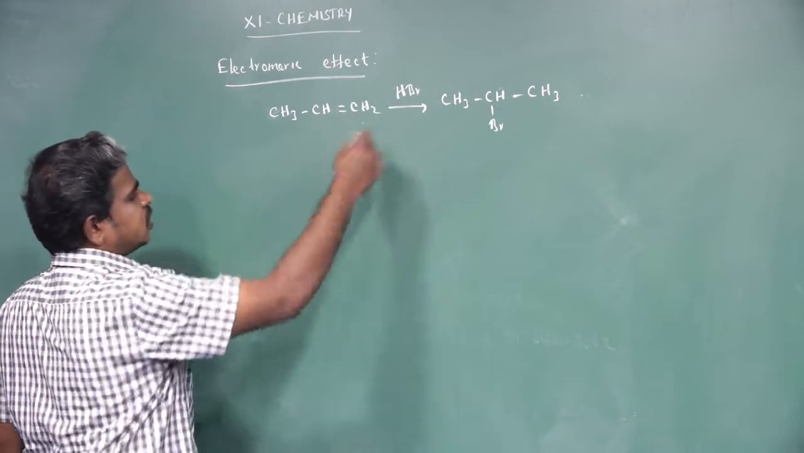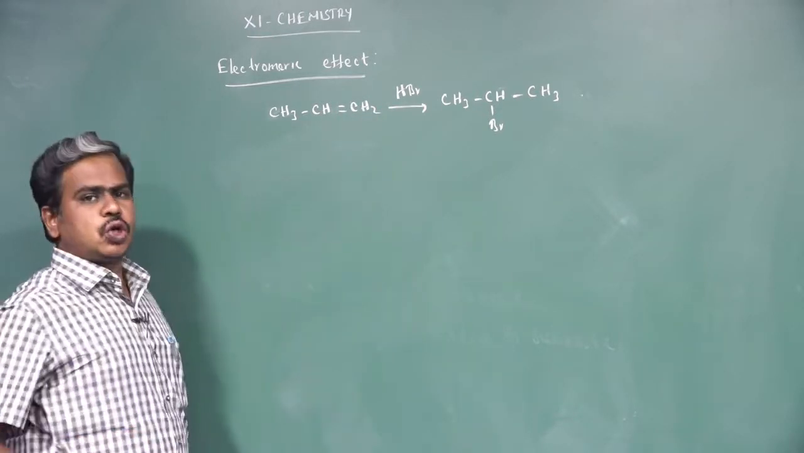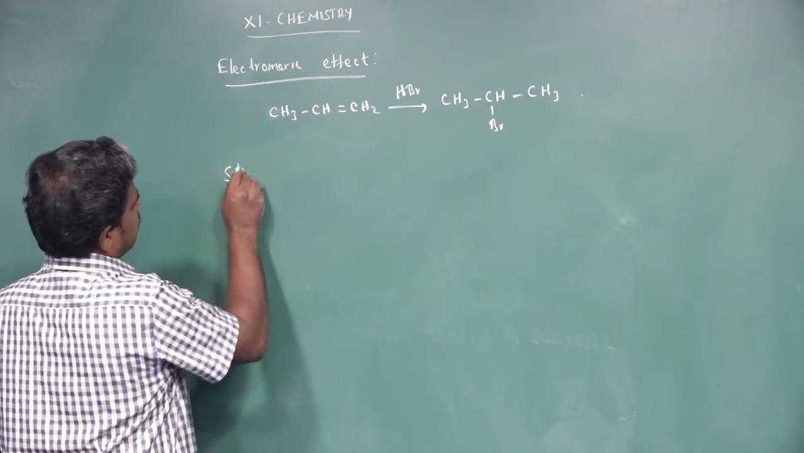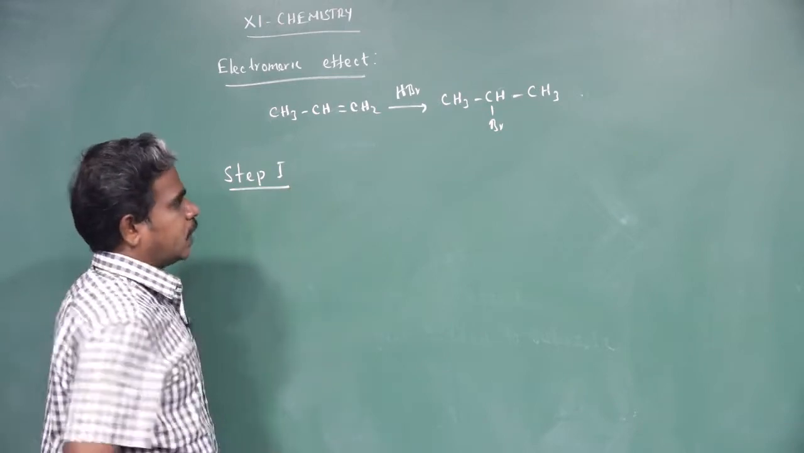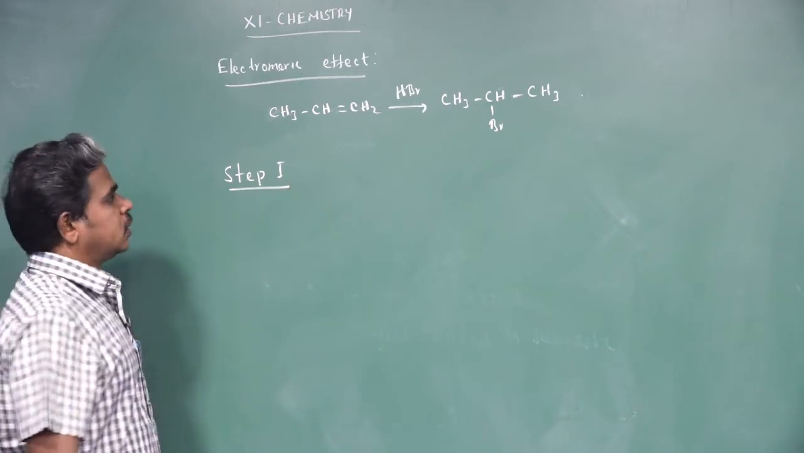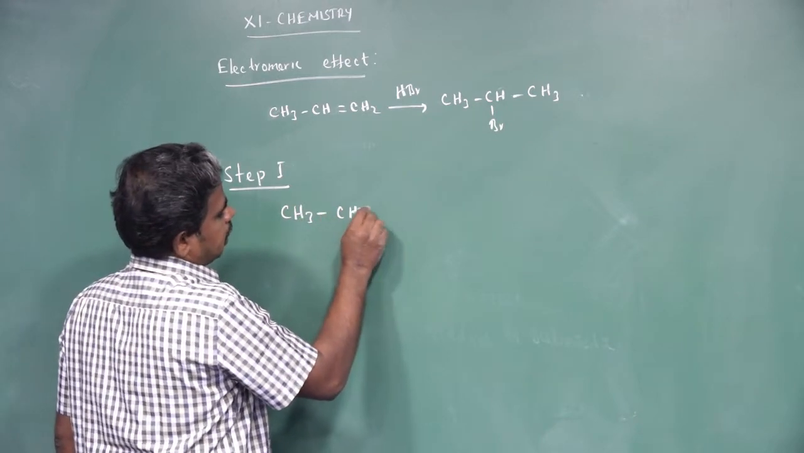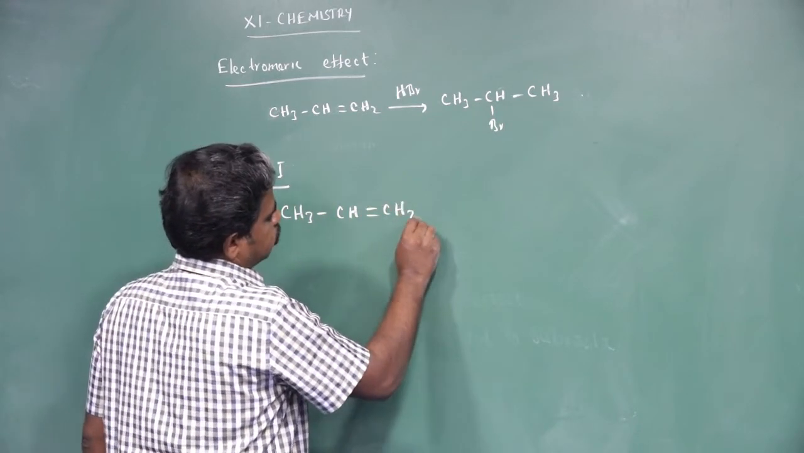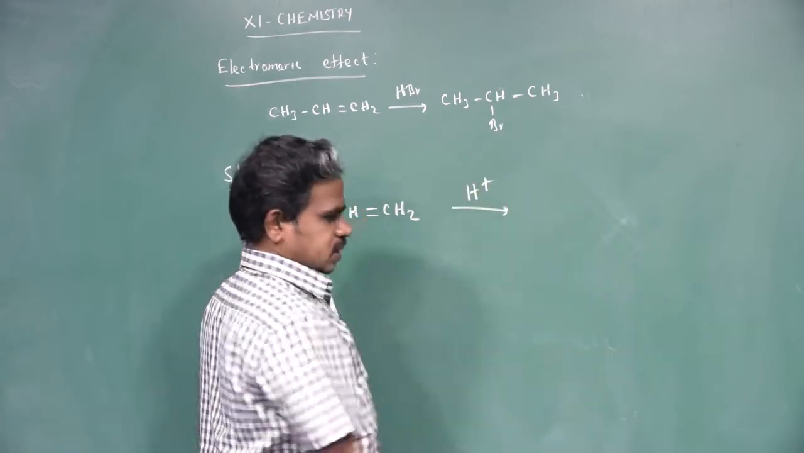Now the reaction mechanism we may see. This reaction occurs in two steps. So we take step 1. What will happen in step 1? Here CH3, CH double bond CH2 is attracted by the H plus.